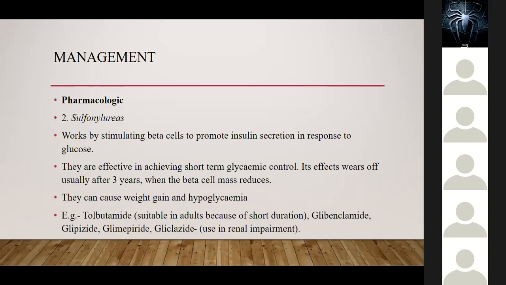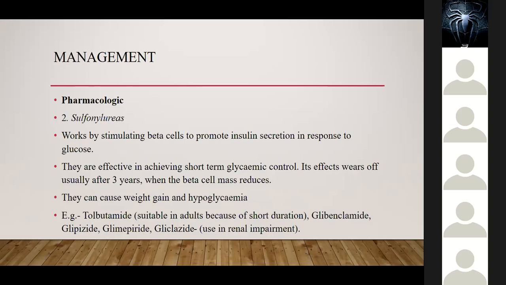There are examples there which I've given you. Tolbutamide is suitable in adults because it has a short duration. And why is this important? We are talking about the risk of hypoglycemia. In your adults, you don't want them to be taking a very long duration one, because that increases your risk of hypoglycemia. So tolbutamide will help them in case of anything like hypoglycemia. The effect is reduced because of its shorter duration. And these medications are all excreted by the kidneys, with the exception of gliclazide.